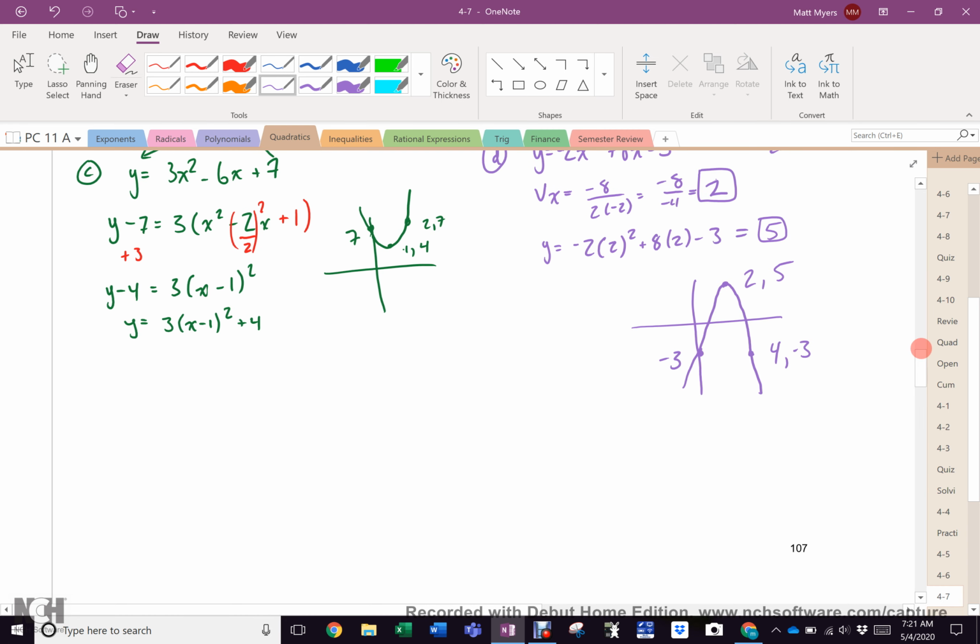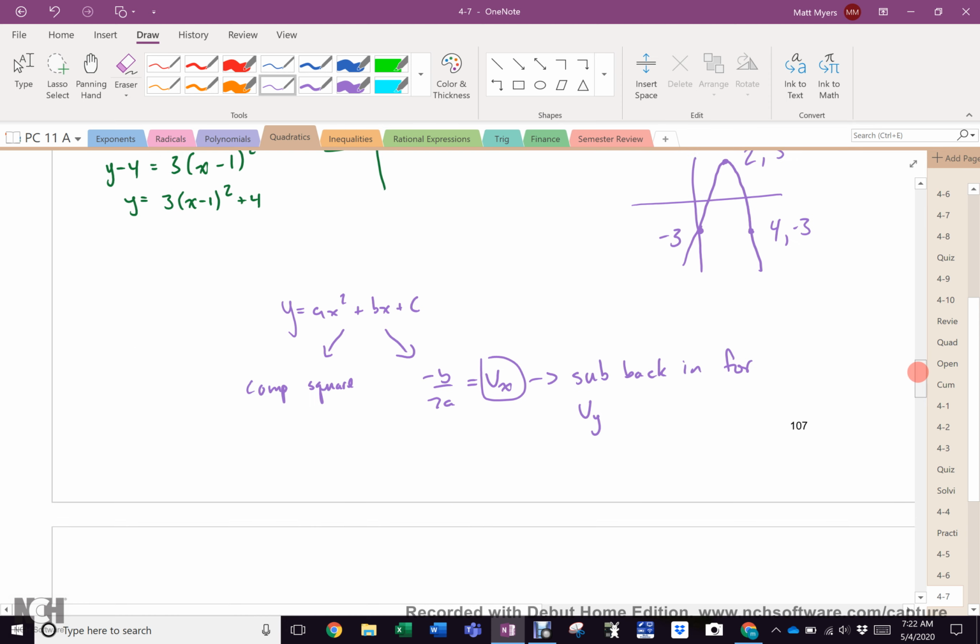So you've got two choices when you're graphing these. As long as you have general form, you can either complete the square, or you can use negative b over 2a to get your vx and then sub back in for vy. Your choice.